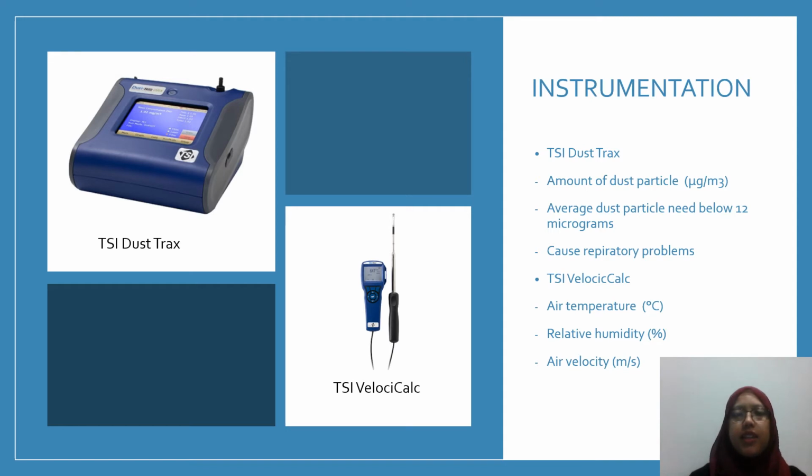During the study, the instruments that we use are TSI velocicalc and TSI dust track. TSI dust track we use to collect the amount of dust particles in the class, and the value needs to be below 12 micrograms to make sure that the dust particles inhaled by the students are safe. This is because if the value is above 12 micrograms, it can cause respiratory problems towards the students.